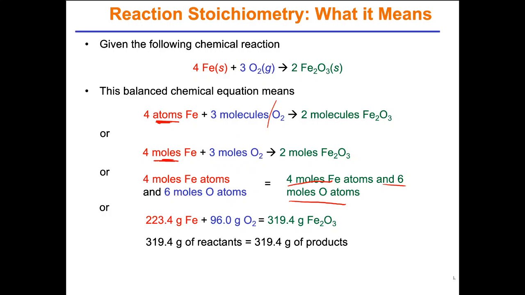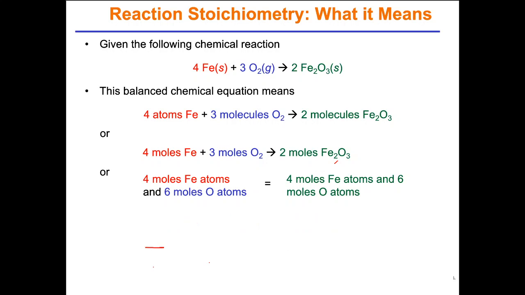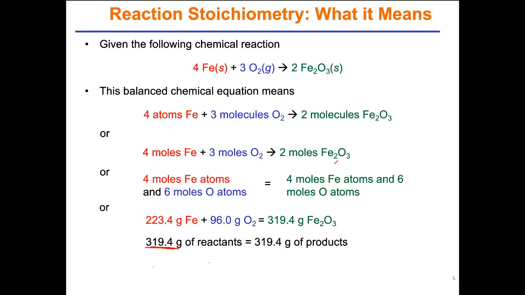Or if we want to start looking at this in quantitative form, in terms of putting some numbers to it, if we put in 223.4 grams of iron, 96 grams of oxygen, for a total of 313.4 grams of iron oxide. So I have 319.4 grams going in, and I have to have 304 grams of products coming back out. In other words, the masses are exactly the same. So we're not creating matter, we're not destroying matter.